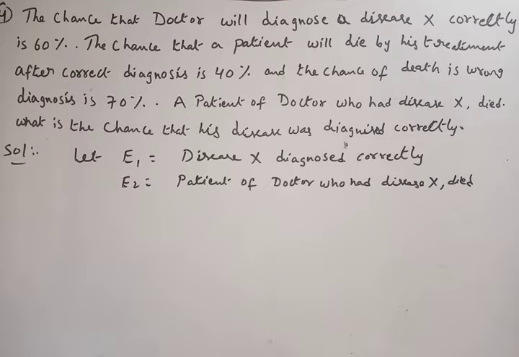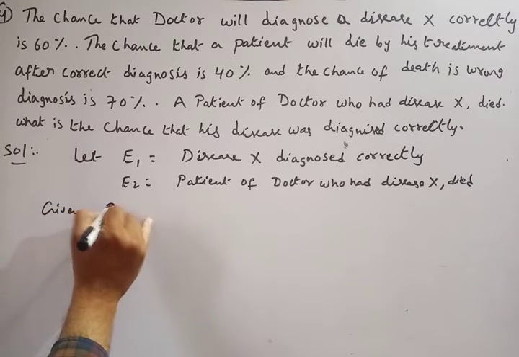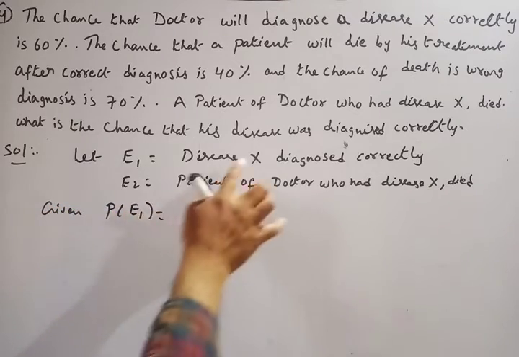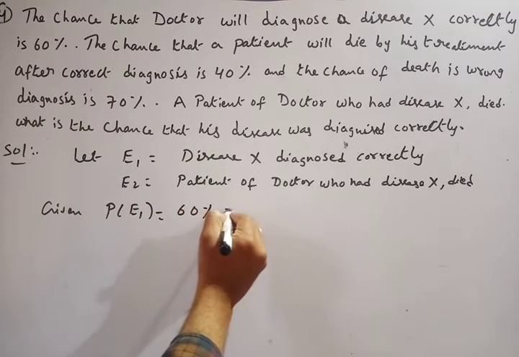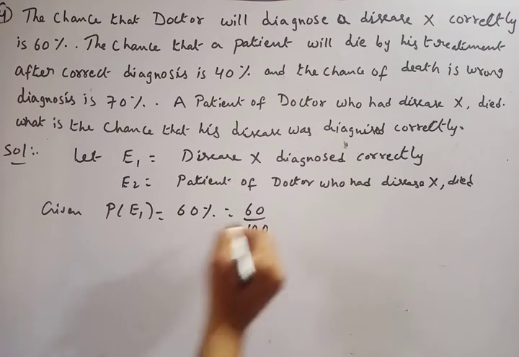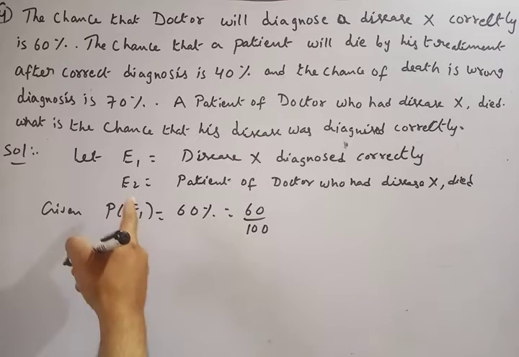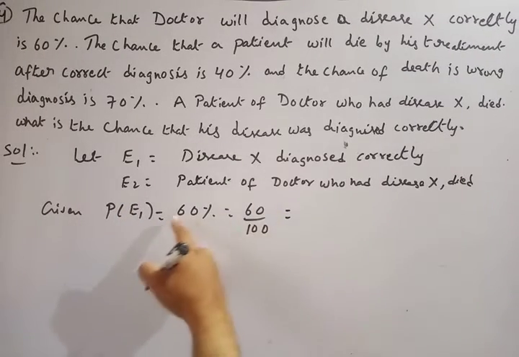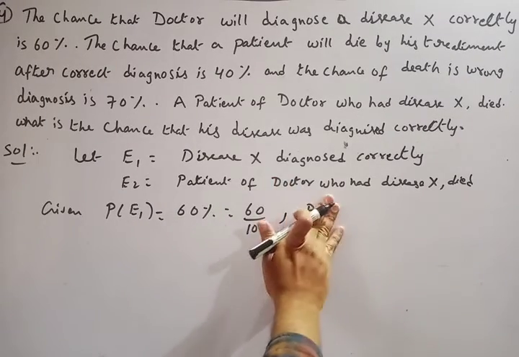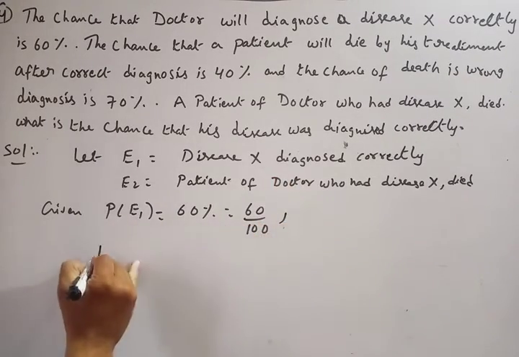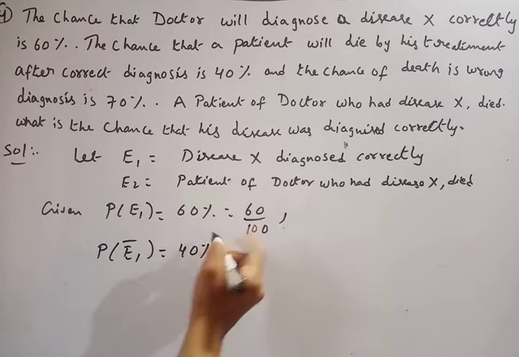So what is the probability of E1 given here? P of E1, that means disease X diagnosed correctly, is 60%. So it is 60 by 100. Now the disease is not diagnosed correctly, that means wrong diagnosis, P of E1 bar, the complement, is 40%.